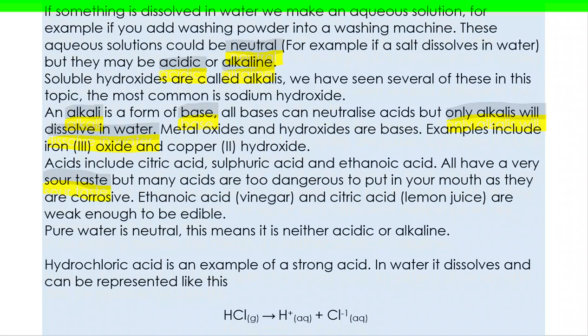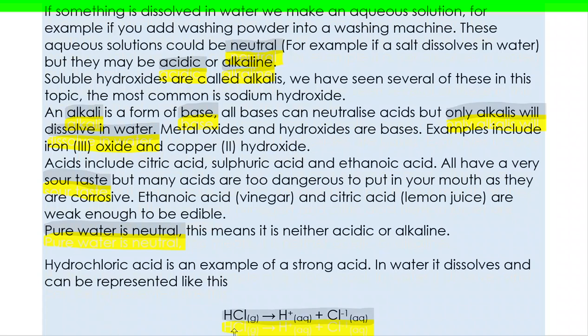Now, if we're looking at some of the key characteristics, acids have a very sour taste. You'll be familiar from that with ethanoic acid and citric acid, that's vinegar and lemon juice. Actually, all acids have that very sour taste, but they are incredibly corrosive. Pure water is neutral, so we call something neutral if it is neither acidic nor alkaline, and we'll see what that looks like on the pH scale a little later.